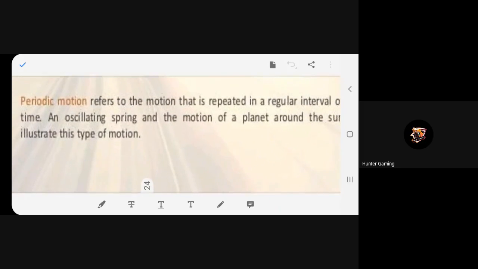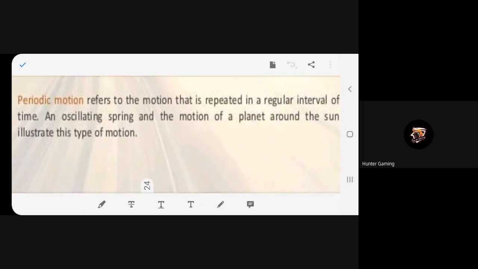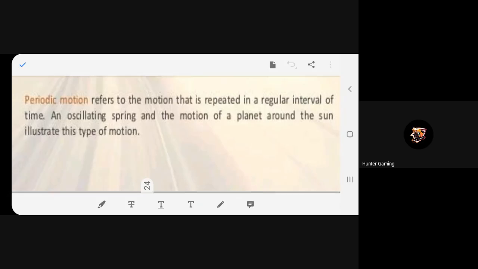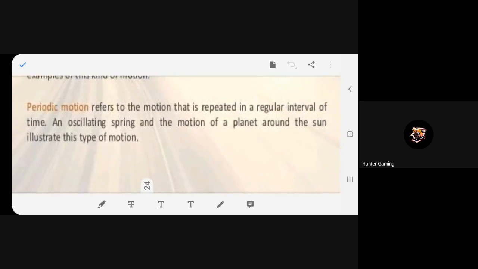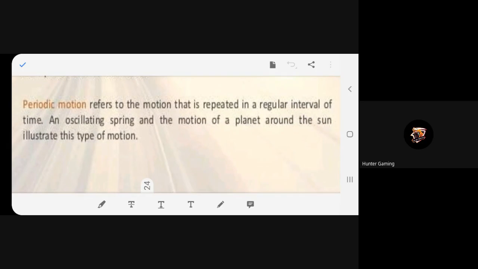Now we come to periodic motion. I've already taught you periodic motion in 8th standard, if you remember. Periodic motion refers to the motion that is repeated at regular intervals of time. An oscillating spring and the motion of a planet around the sun illustrate this type of motion. Now periodic motion is what? It is happening at regular intervals and it is being repeated.